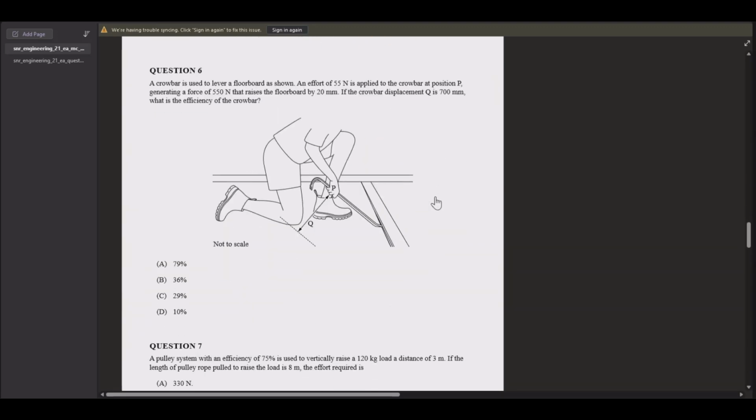Question 6. Crowbar question. FE, force of the effort, 55 newtons, applied to the crowbar at position P, which generates a force of the load of 550 newtons. It raises the floorboard by 20 millimeters, and that's the distance of the load. If the distance of the effort, Q, is 700 millimeters, what is the efficiency?